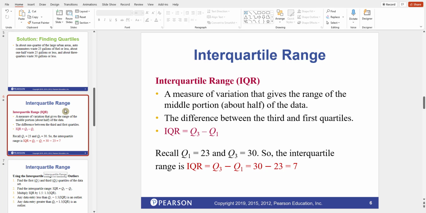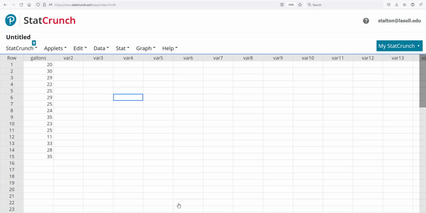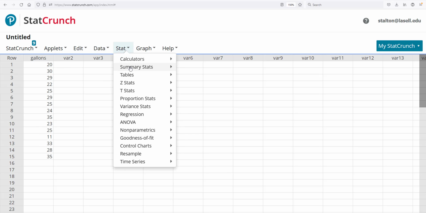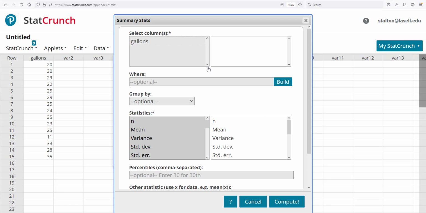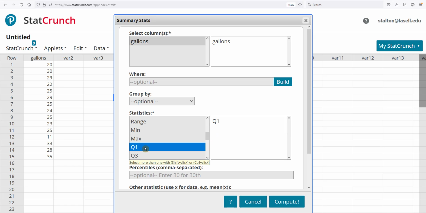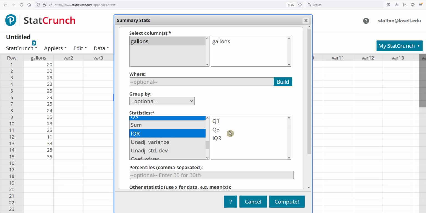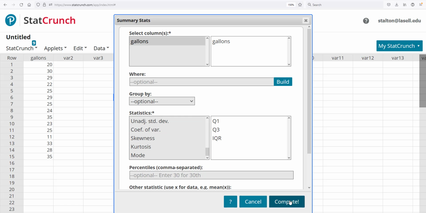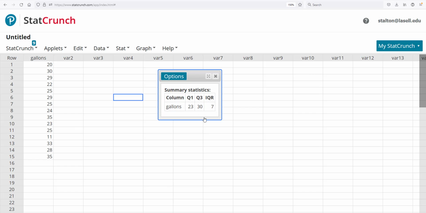So all of this information can be obtained in StatCrunch. So let's go ahead and go to StatCrunch. And I already have my data listed. I'm going to go to Stat, Summary Stat, Columns, and I want to pick gallons. And then the information that I want is Q1 and Q3. So here's Q1, here's Q3. And then I also want IQR, so I'm going to hit the control button and hit IQR. And all of this will pop up over here in the right box. I hit compute, and I get 23, 30, and 7. And that's what we got before. Q1 is 23, Q3 is 30, the IQR is 7.